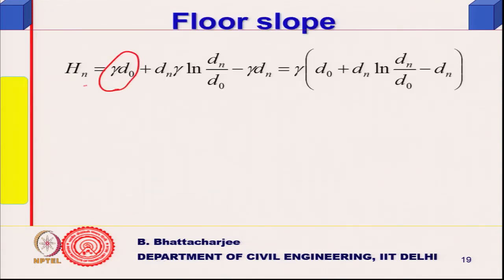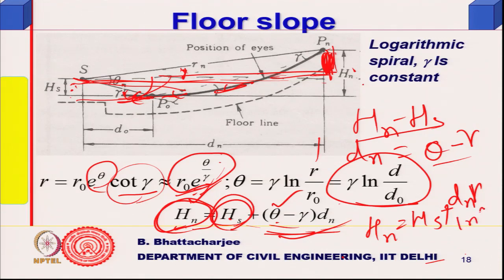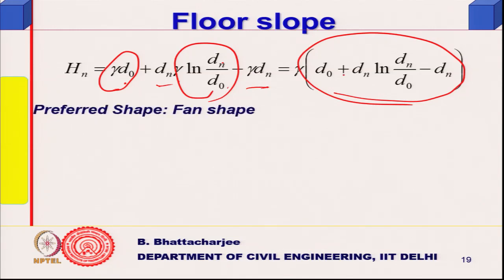So, gamma is hs divided by d0, which is gamma d0, and from this it follows that theta is equal to gamma ln dn by d0. So, I put it here, theta equals gamma ln dn by d0. So, I will get hn equals hs plus theta dn, multiplied by gamma ln dn by d0 plus gamma dn. So, dn gamma ln dn by d0, because this is theta, minus gamma dn. Gamma can be taken out from everywhere and you get something like this.